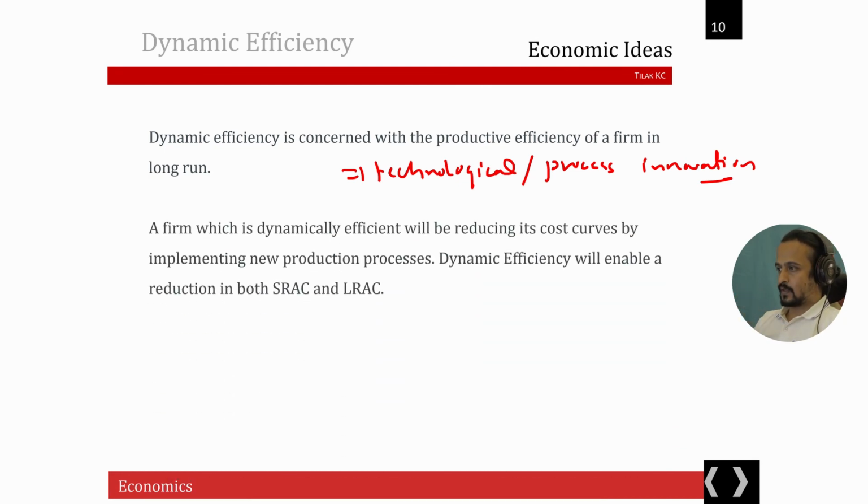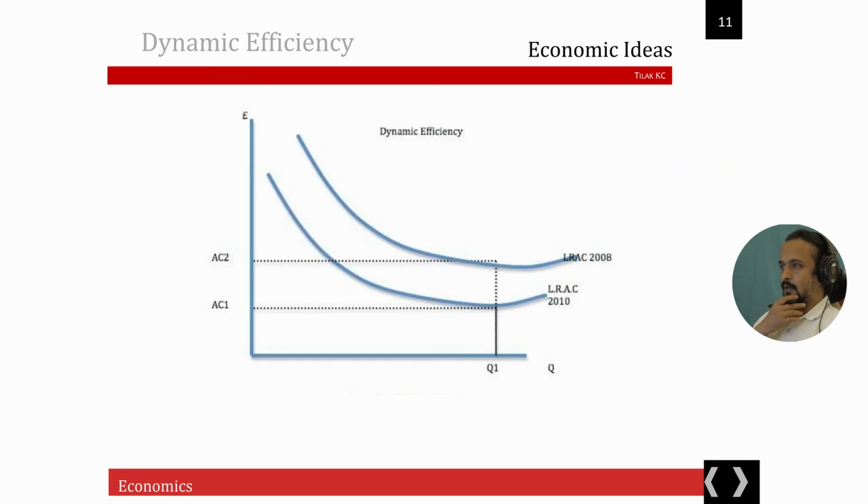Dynamic efficiency happens when there is a reduction in both the short-run average cost curve as well as the long-run average cost curve, and this relationship can be shown in this diagram here. If you look at the upper curve, this is the long-run average cost curve in 2008, but because of some technological innovation, the cost curve has now fallen down in 2010. And this is an example of dynamic efficiency.